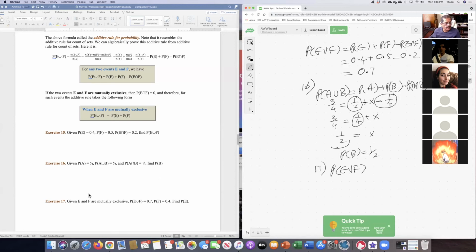So 17 says E and F are mutually exclusive. That means our formula now becomes probability of E plus probability of F and no intersection. That part is 0. So E union F is 0.7. Probability of F is 0.4. Probability of E is the question, call it X, and solve this for X equal to 0.3. So the answer is 0.3.